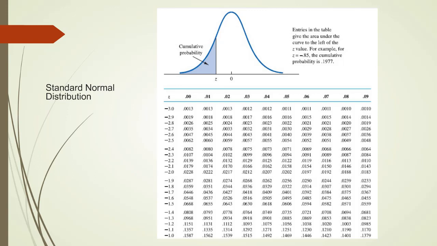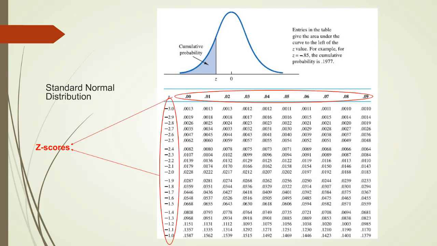This is a part of the z-table that can be downloaded from our course page. There are two sets of numbers on the z-table, the z-scores and the probabilities. The first set of numbers are the z-scores, and z-scores are usually accurate up to 2 decimals. They range from about negative 3.09 to positive 3.09.